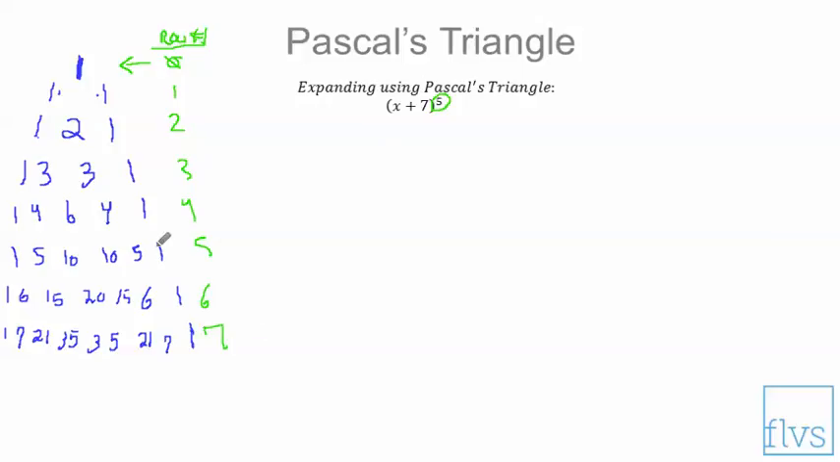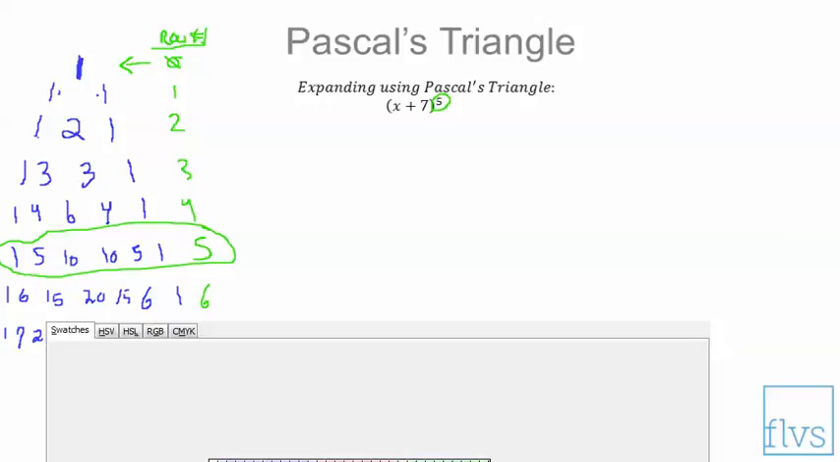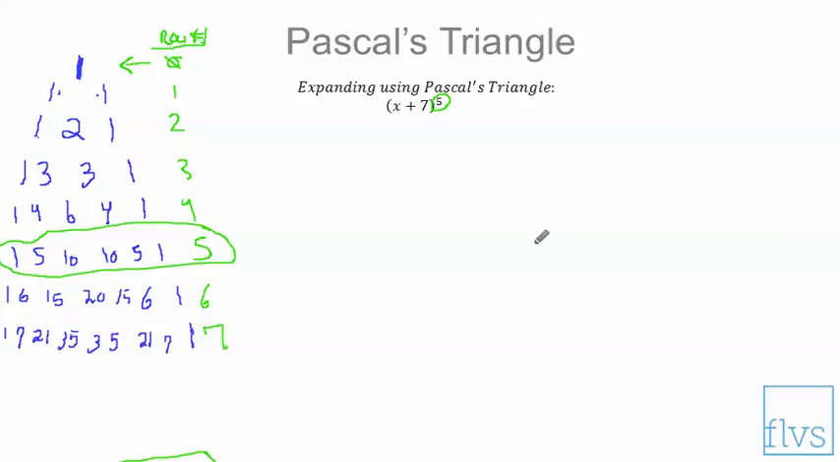So I'm looking for the fifth power, so I need to go to the fifth row. So this is the row I need to work with. There we go. So let me change colors again. So here's what we're going to do. So fifth row, these are the coefficients that I'm going to be working with.